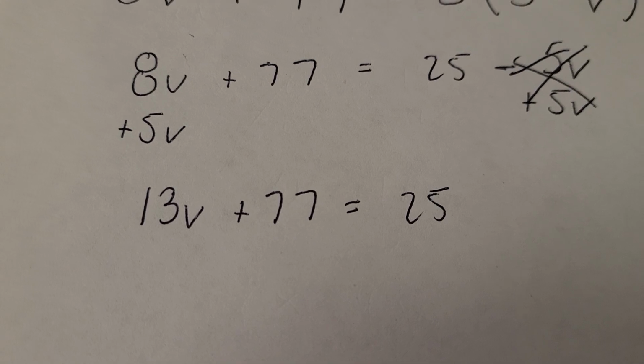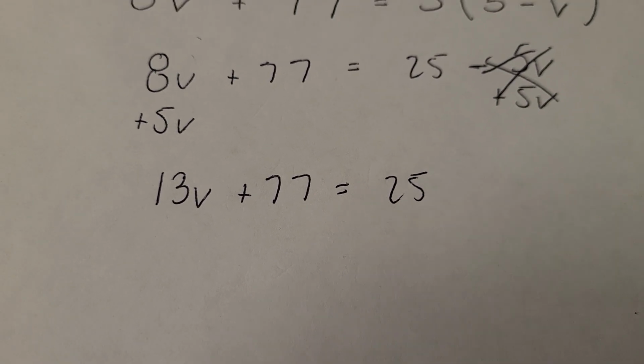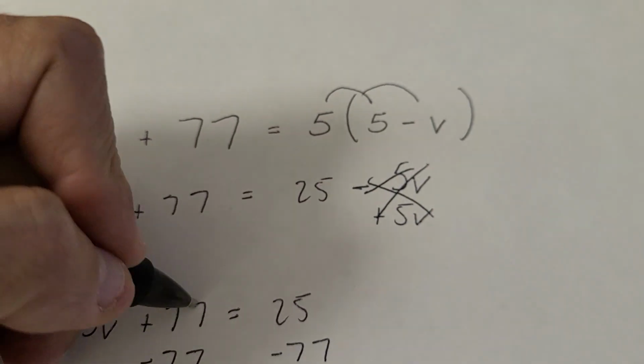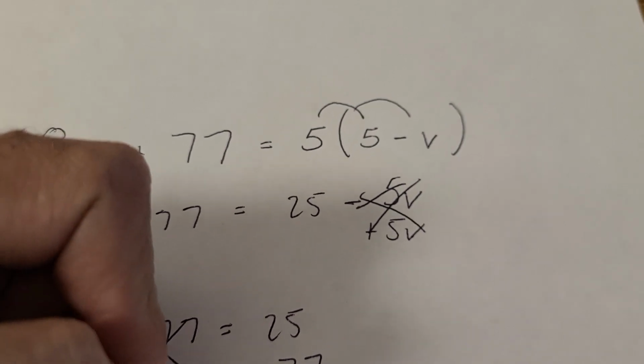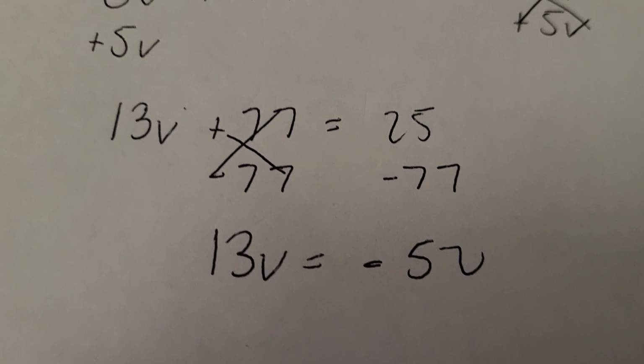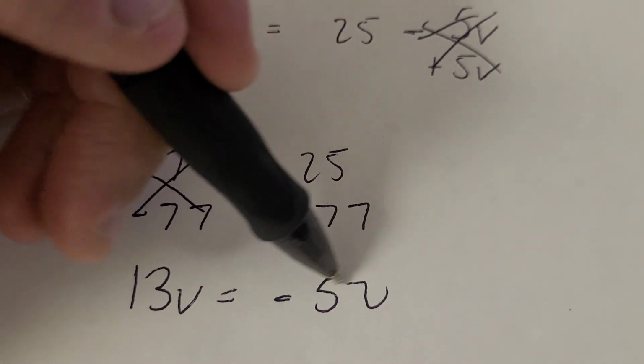And again, there's our Math 7 two-step equation. It always comes down to it. Now I'm going to subtract 77. And at this point, you could do this in your sleep by now. And 13v is equal to negative 52. On your calculator, if you do 25 minus 77, you'll get negative 52.